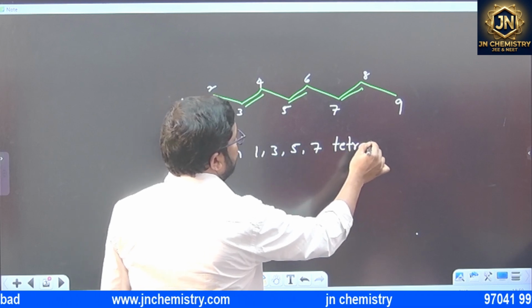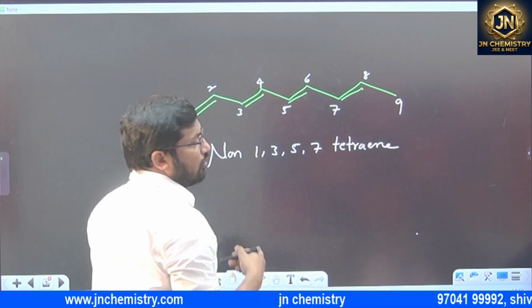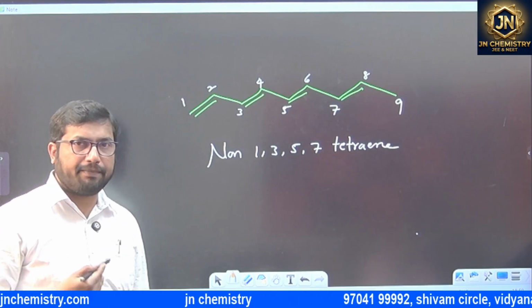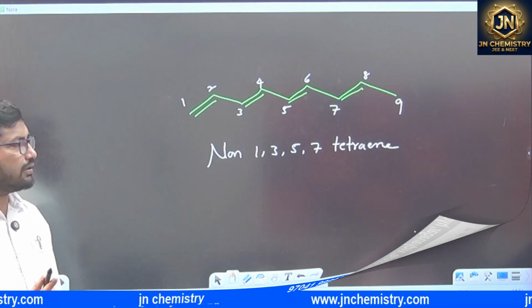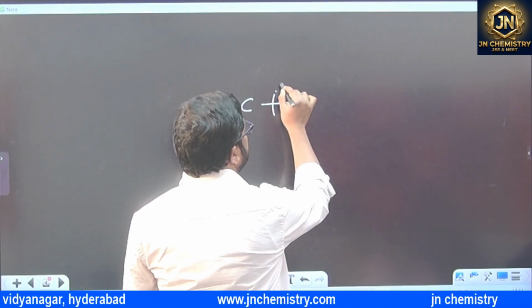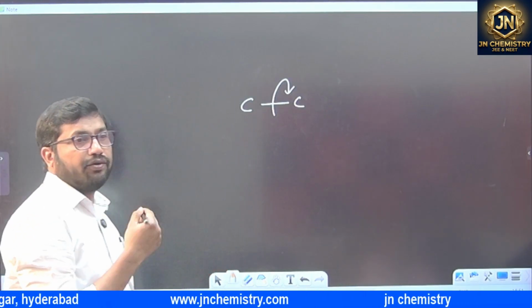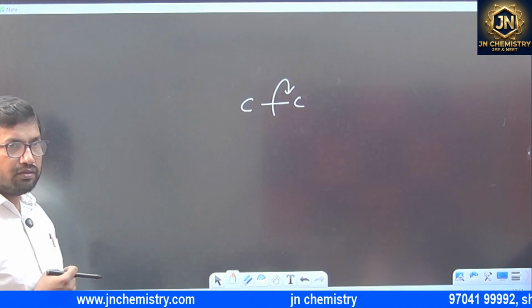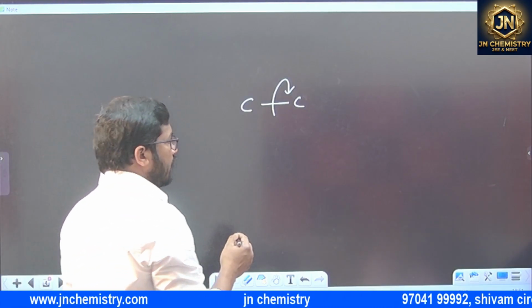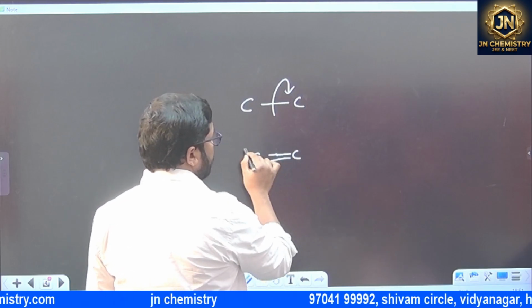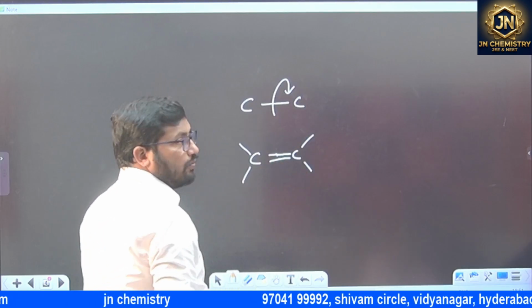Tetraene. So how many double bonds doesn't matter. So diene, triene, tetraene, pentaene, hexaene, like that we have to write. Whenever the C-C single bond, I told you, free rotation is possible. The conformational isomers we discussed in alkanes. But whereas in case of alkenes, double bond cases.